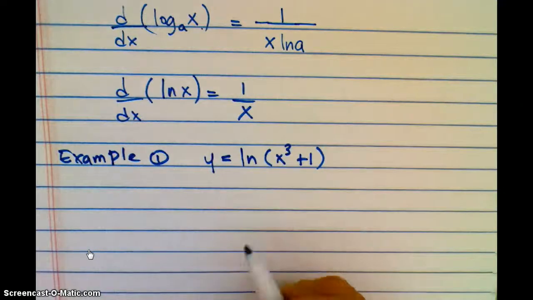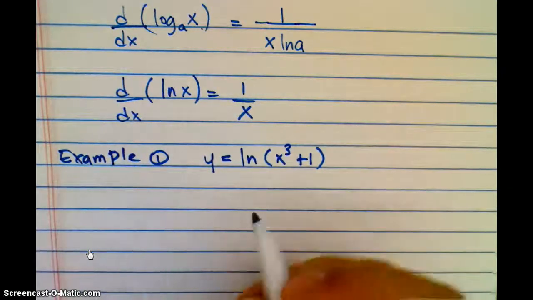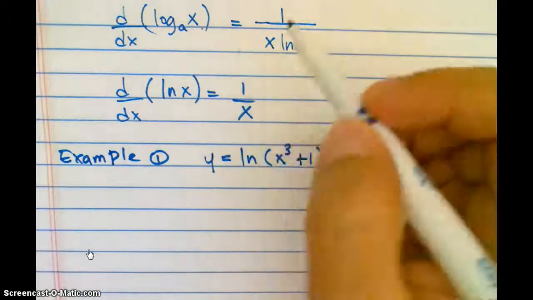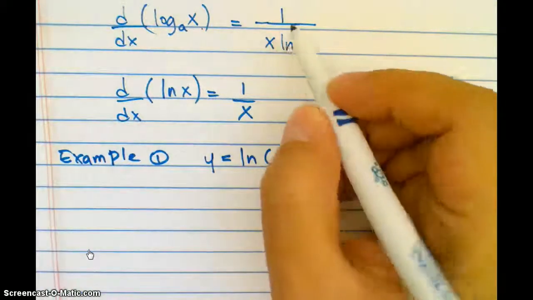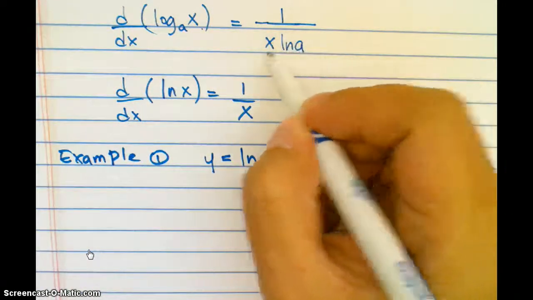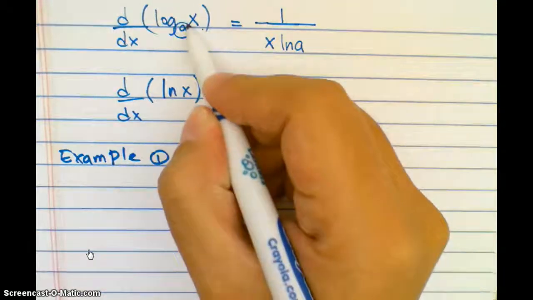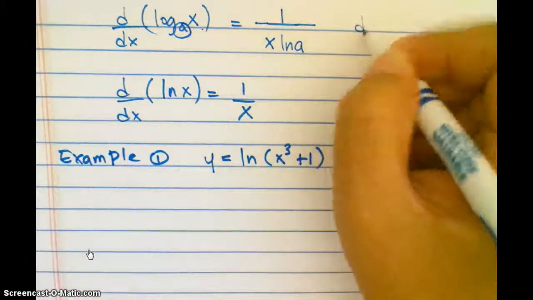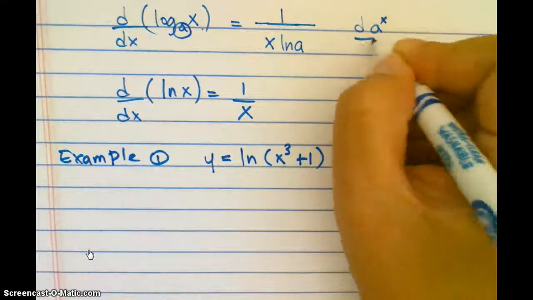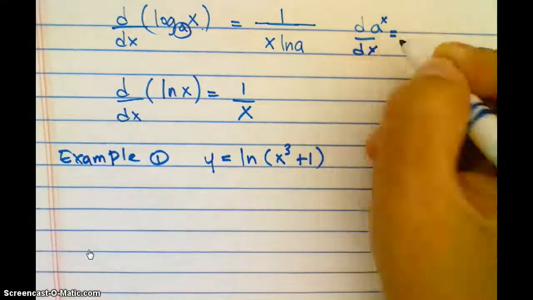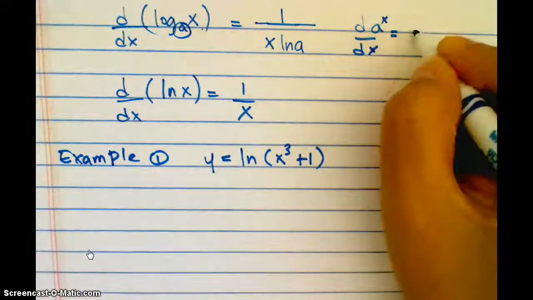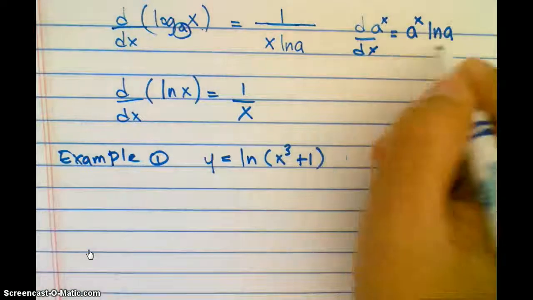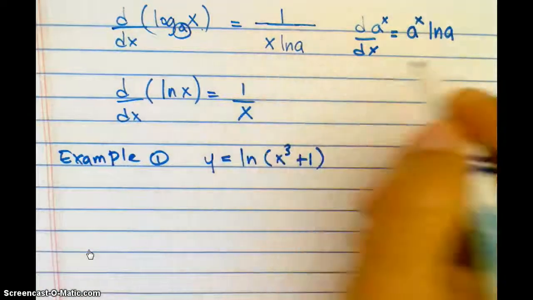Section 3.6, derivatives of logarithmic functions. In here, the formula is the inverse of x multiplied by the natural log of the base of the log. So please do not confuse this formula with the derivative of a to the x with respect to x. We have seen that before, that is itself, a to the x times the natural log of a. So this formula is quite different from this one.